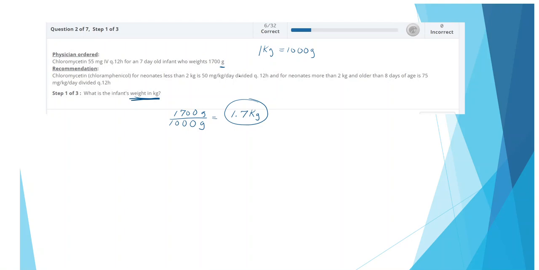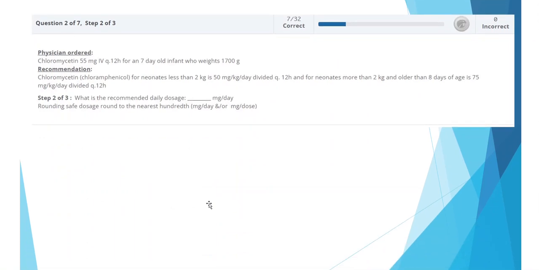So you're always converting the weight to kilograms, whether you're converting from grams to kilograms or pounds to kilograms. Once in a while, these problems will give you the weight in kilograms, so be careful and check. All right, the second part of this question is what is the recommended daily dosage? Daily means the whole day, the milligrams per day. So I know the child's weight is 1.7 kilograms, so I'll make a note of that up here.